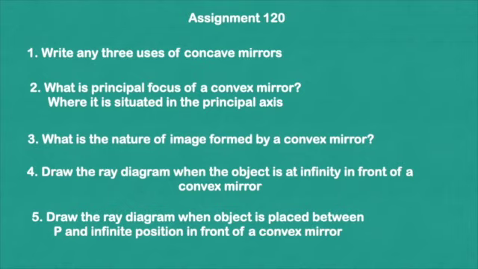Assignment number 120. First one, write any 3 uses of concave mirrors. Second one, what is the principal focus of a convex mirror? Where is it situated on the principal axis? Third one, what is the nature of the image formed by a convex mirror? Fourth one, draw the ray diagram when the object is at infinity in front of a convex mirror. Fifth one, draw the ray diagram when the object is placed between P and infinity in front of a convex mirror.